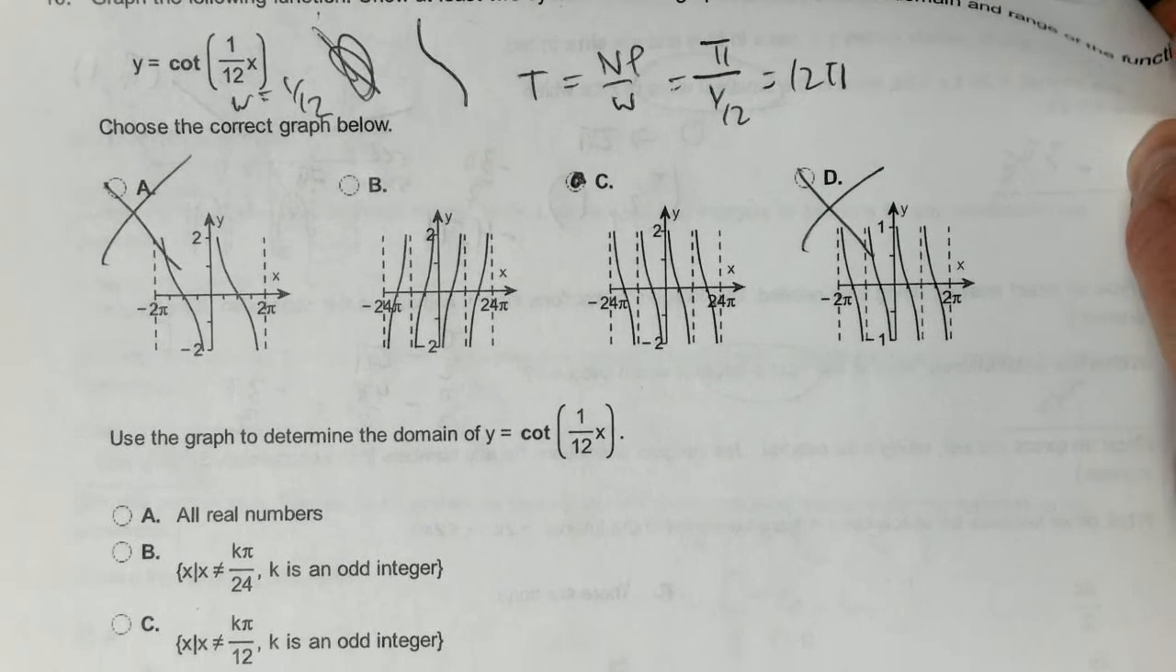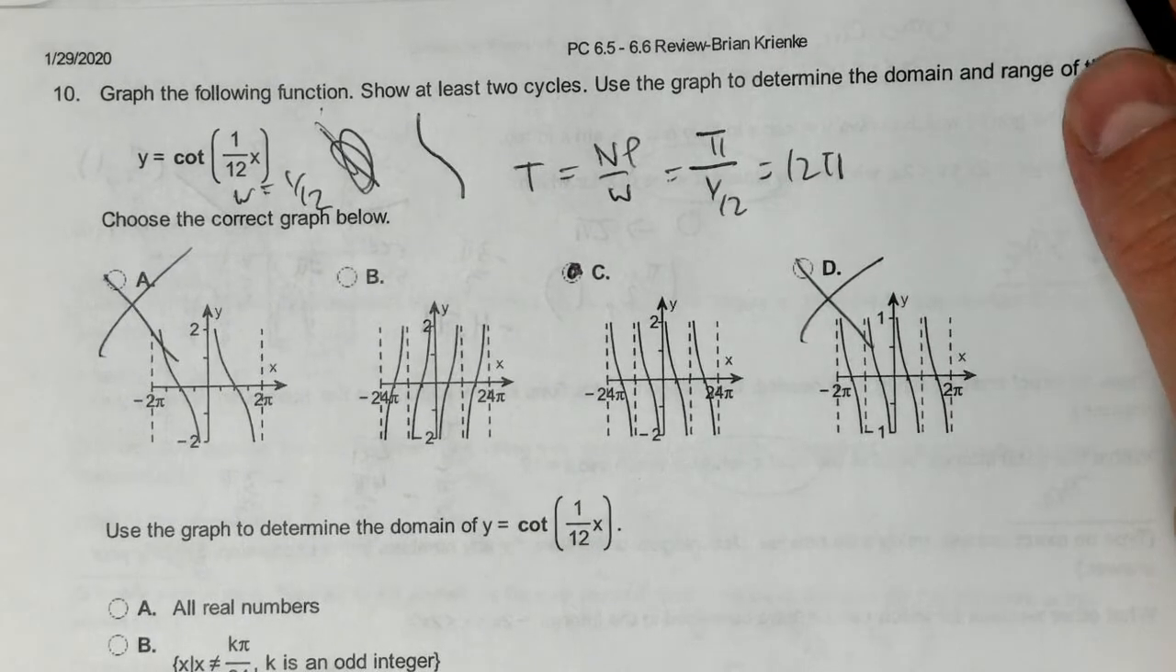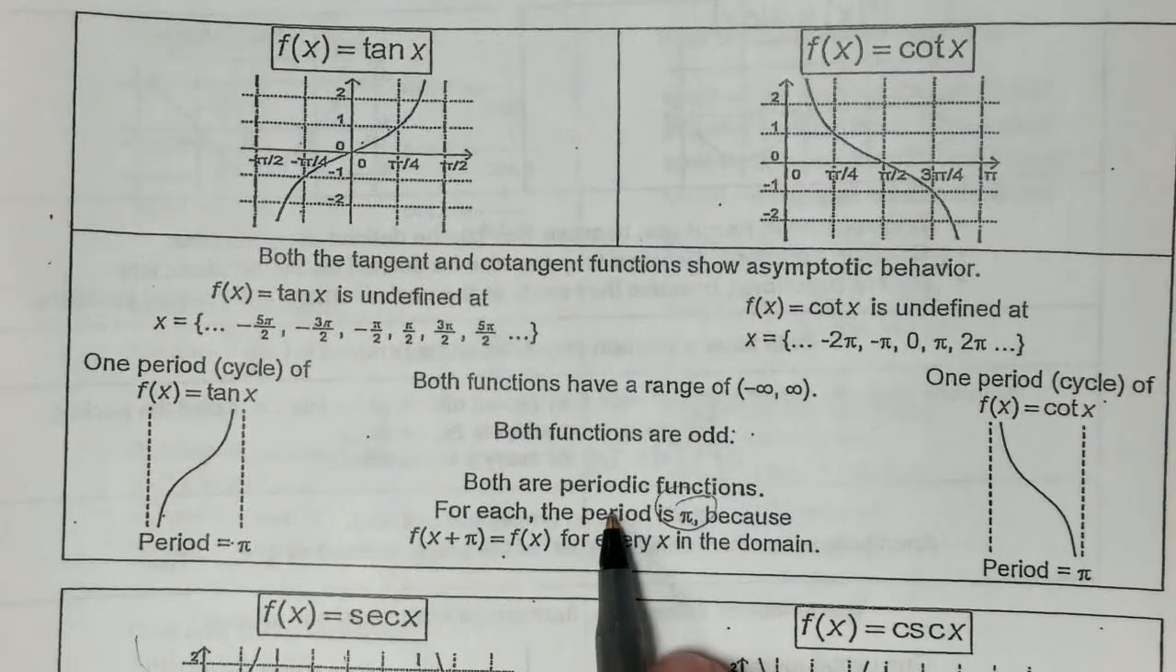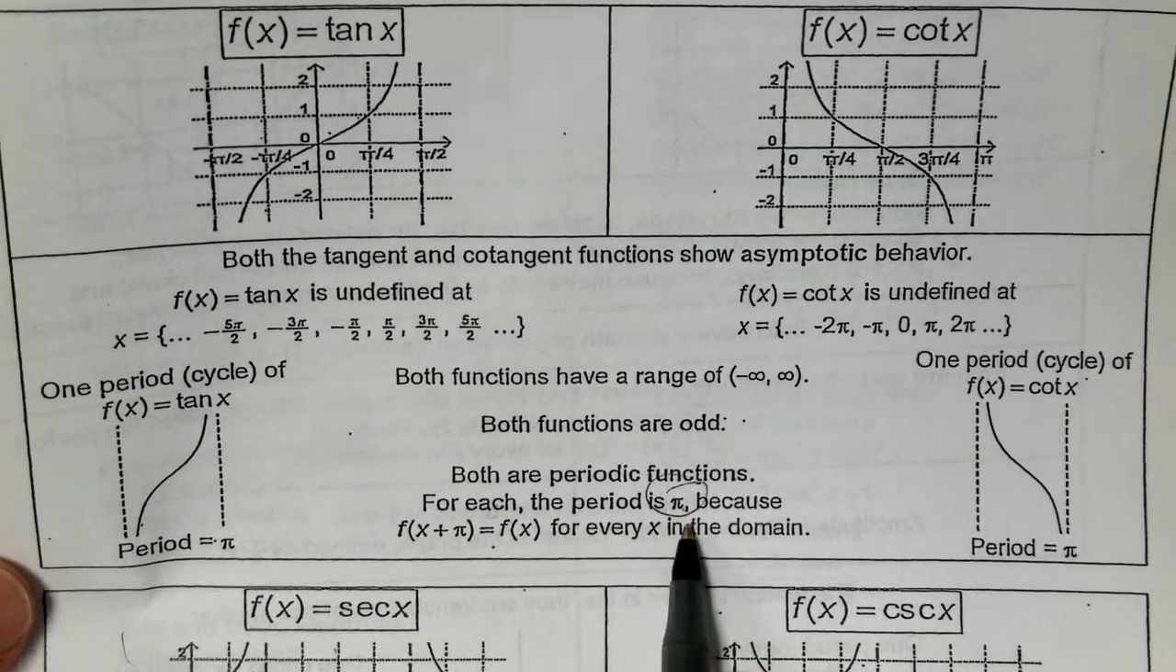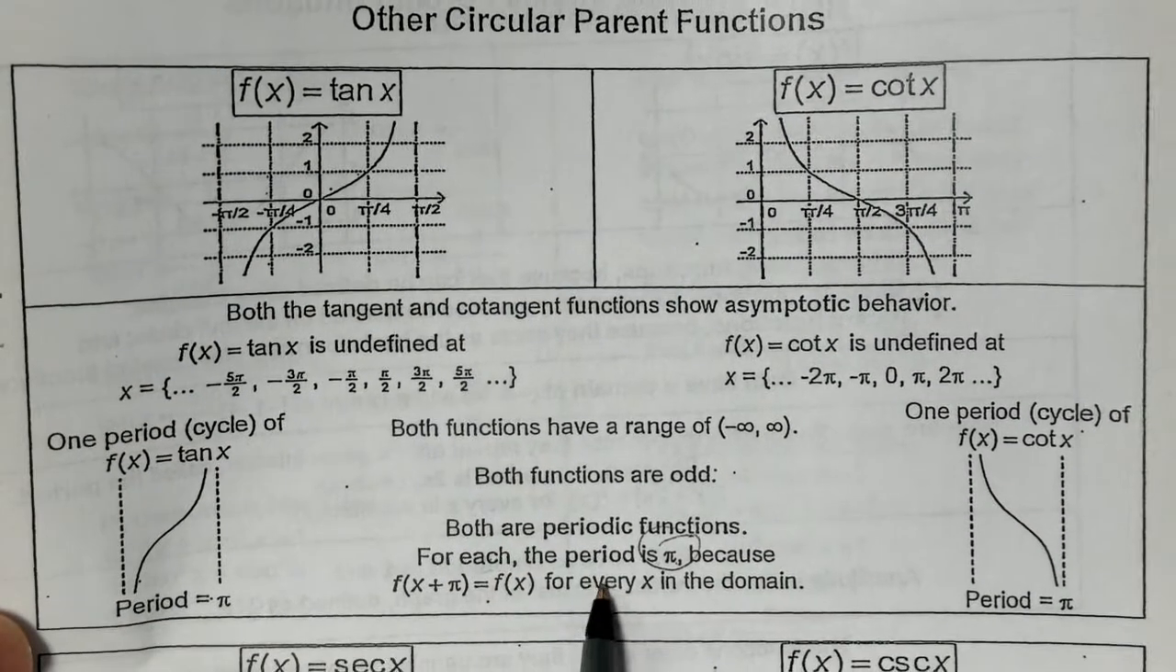So what about 10? What's the period for that? Also pi. Yeah. So that's right there if you want to look at your sheet and circle it. For each, the period is pi for those two.